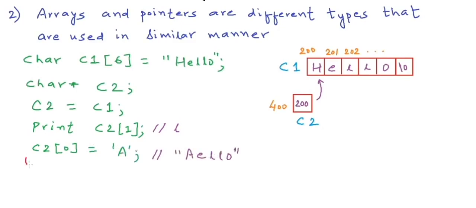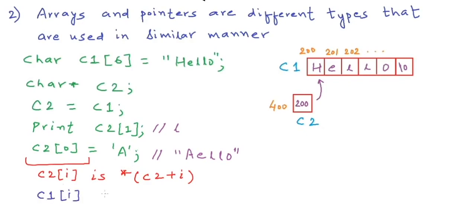When we write C2[i] for any position i, it is nothing but *(C2 + i). So C2 is the base address. C2 + i will take you to the address of the ith element. So in this case, let's say C2 + 2 will be 202. And if we put this asterisk operator, we are basically dereferencing and finding out the value. So these two syntaxes are alternate syntaxes, and even if it is an array name, we can write these two as substitutes for each other. So this was all the similarity in how we actually use arrays and pointers to read and write.